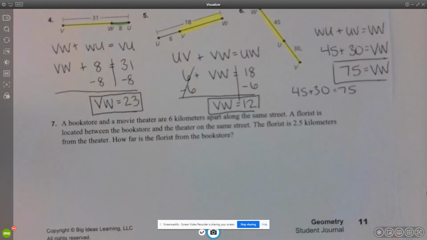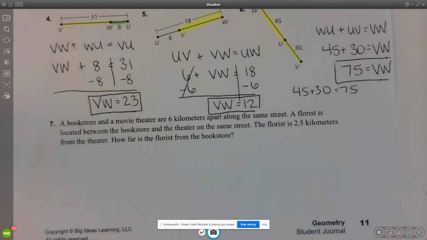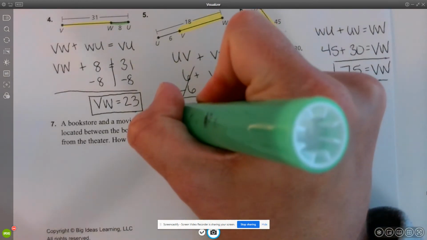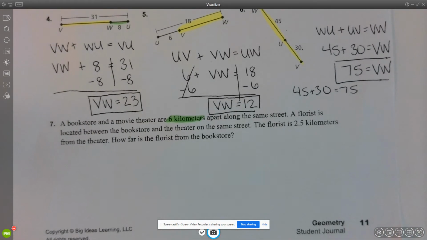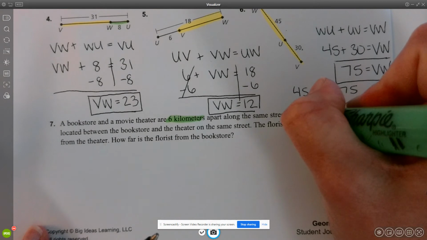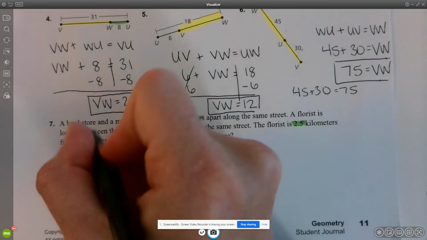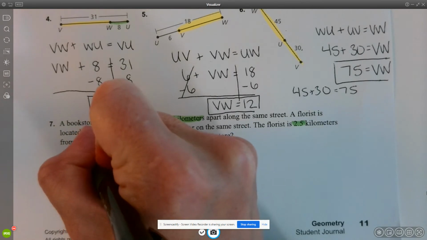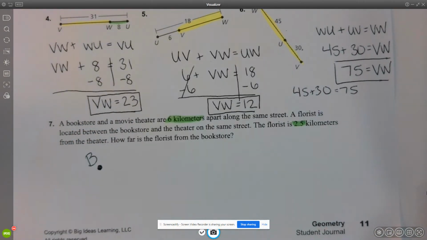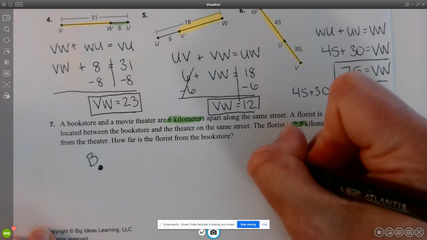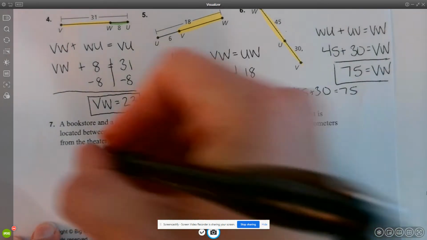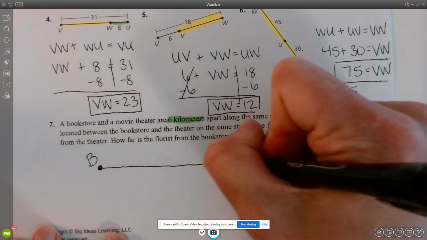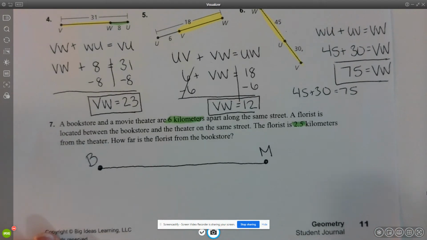Number 7: a bookstore and a movie theater are 6 kilometers apart along the same street. A florist is located between the bookstore and the theater on the same street. The florist is 2.5 kilometers from the theater. How far is the florist from the bookstore? I'm going to draw a picture so we can visualize what's going on. So we have a bookstore. I'm going to label that with point B, and a movie theater. I'm going to label that with point M. And they're 6 kilometers apart.